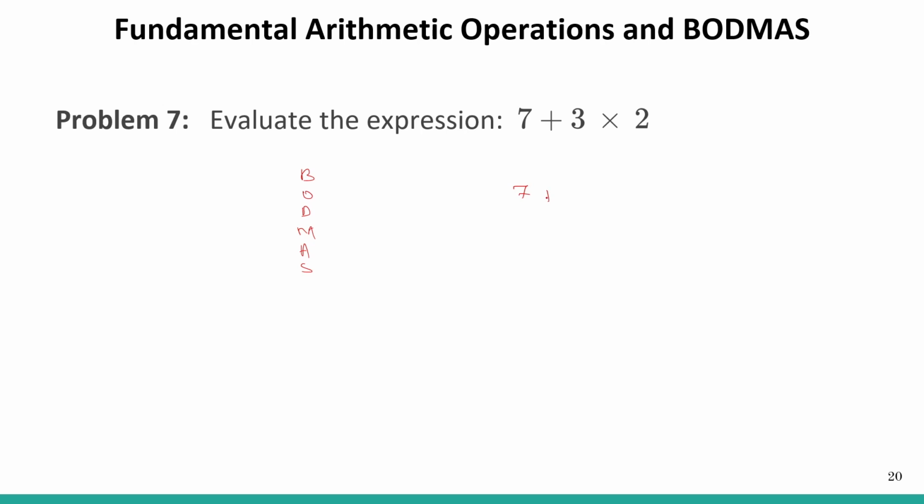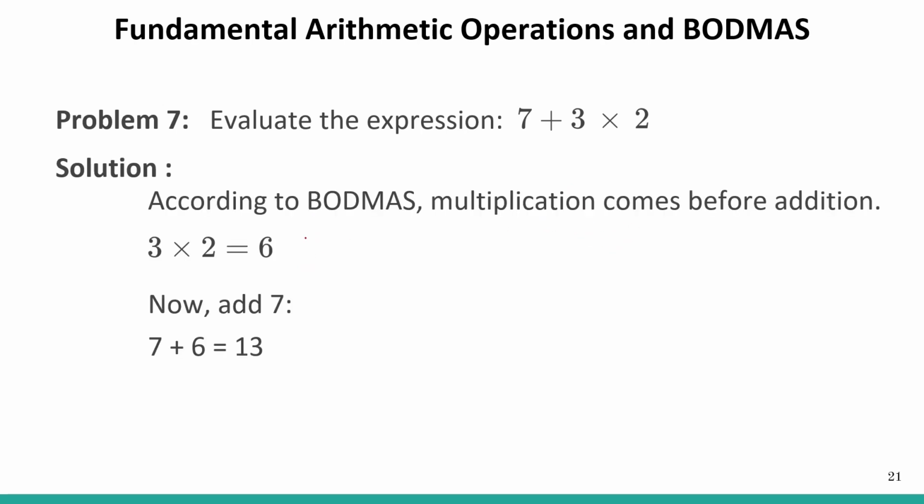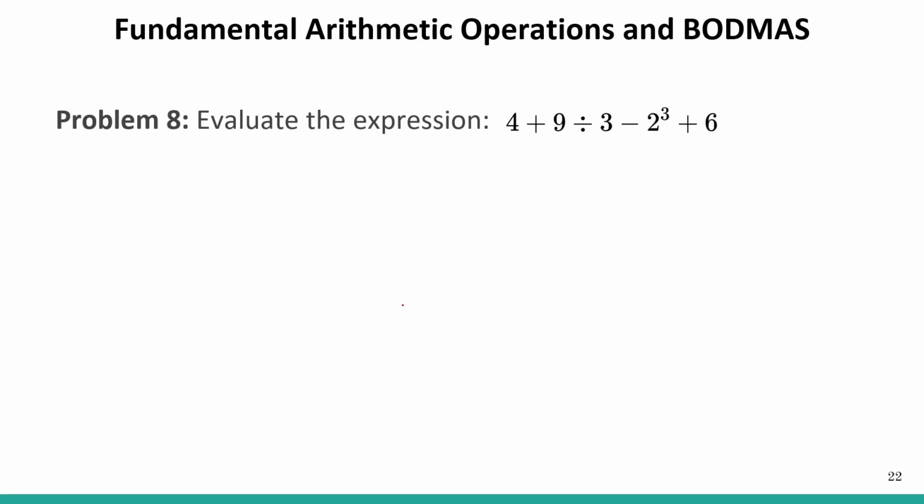So 3 into 2 is equal to 6. Now we look for addition. There is 1. So we write 7 plus 6 and the answer is 13. So 13 will be the final answer. Okay, what we did was first do the multiplication, then the addition. Multiplication comes before addition. So let's do problem number 8.